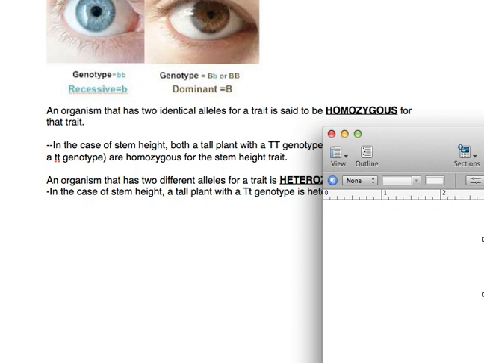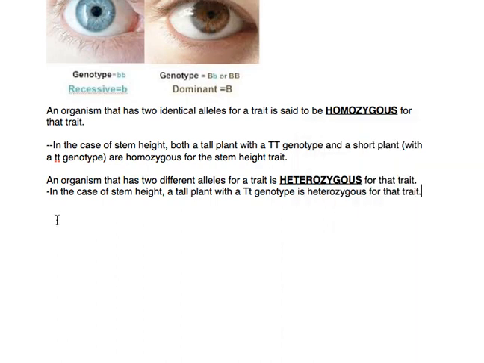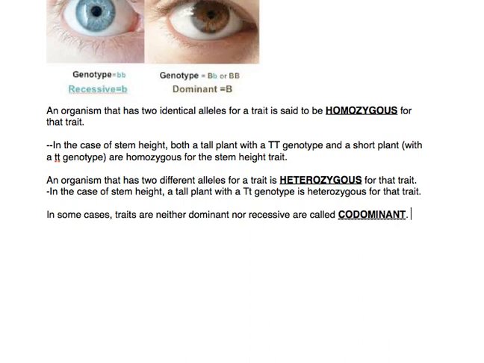I apologize. Okay. In some cases, instead of having a dominant and a recessive allele, some traits will be codominant. In some cases, traits are neither dominant nor recessive, and they're called codominant. If an organism inherits one allele from one parent and another allele from the other parent for a certain trait, and it's a codominant trait, then they will show both in their phenotype.